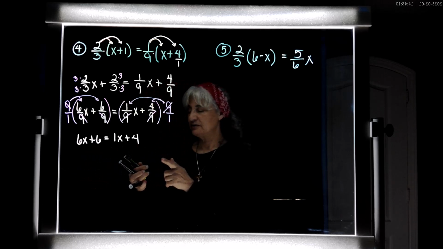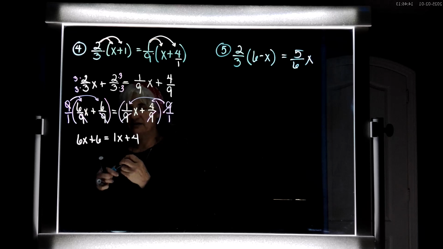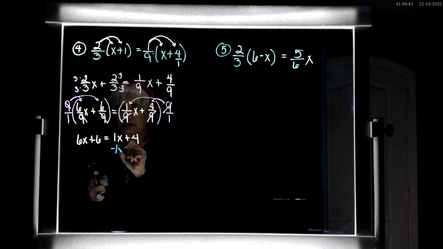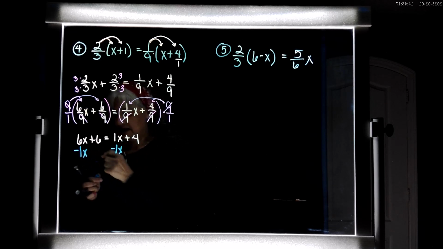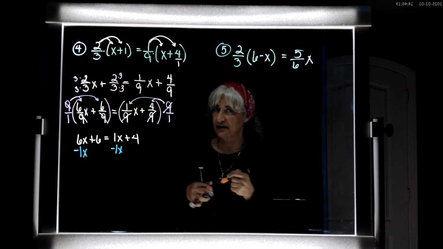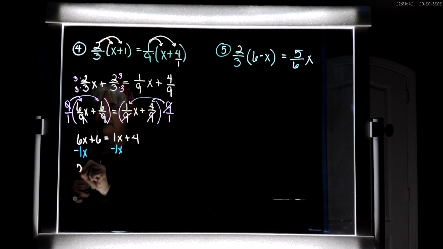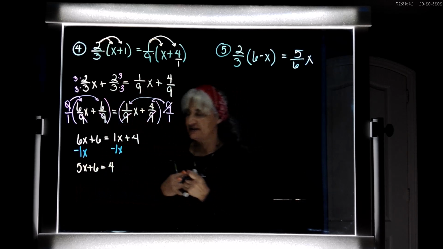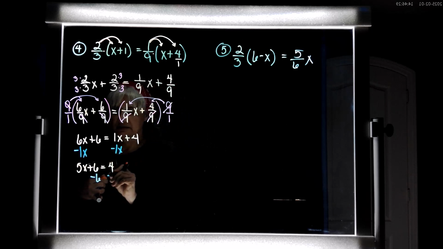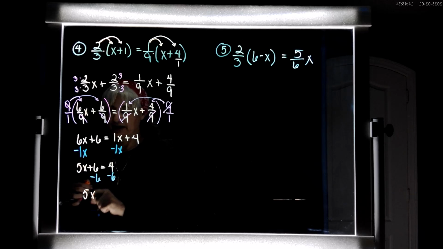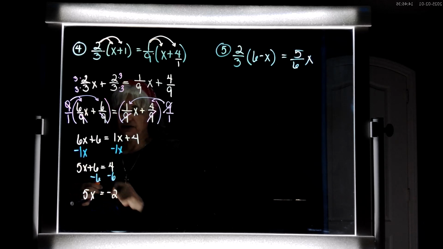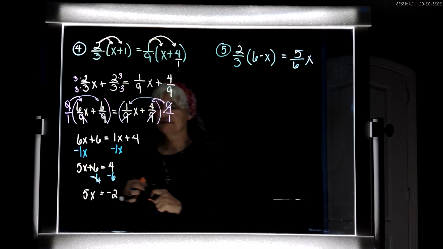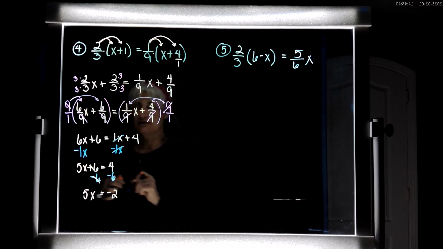So now, get all your x's on one side. So what are you going to do? Let's move the 1x, I agree, to the other side. And when you do that, what do you get? Good, you get 5x plus 6 equaling 4. And then move the 6 to the other side. And when you do that, 5x equals negative 2, because these guys are going to drop, just like these guys dropped.